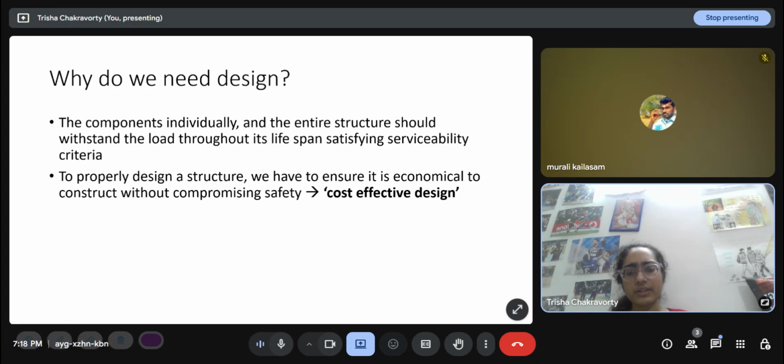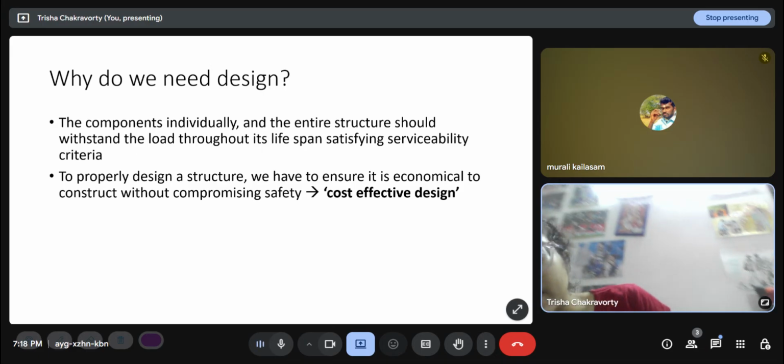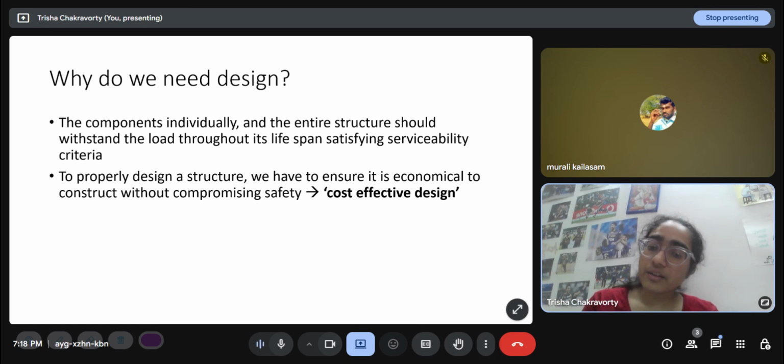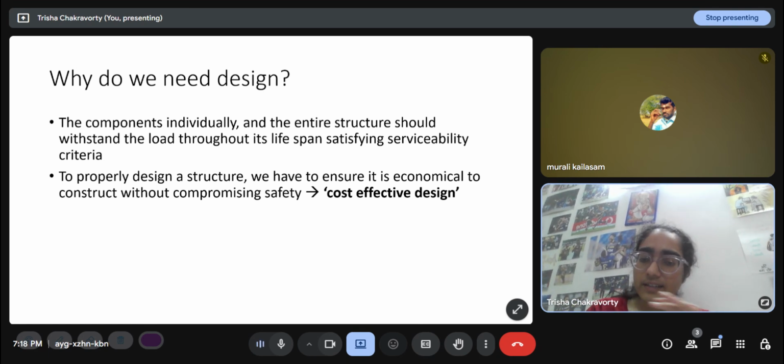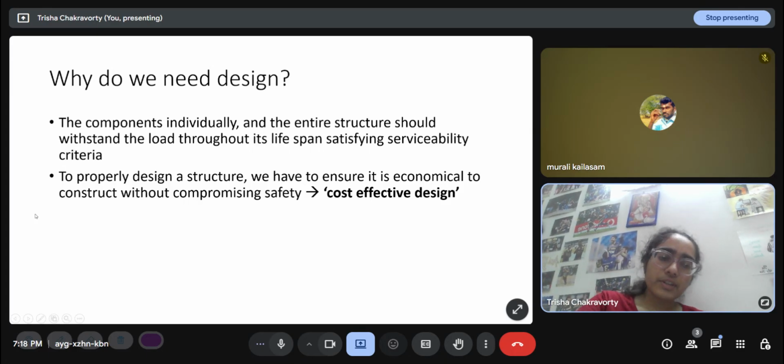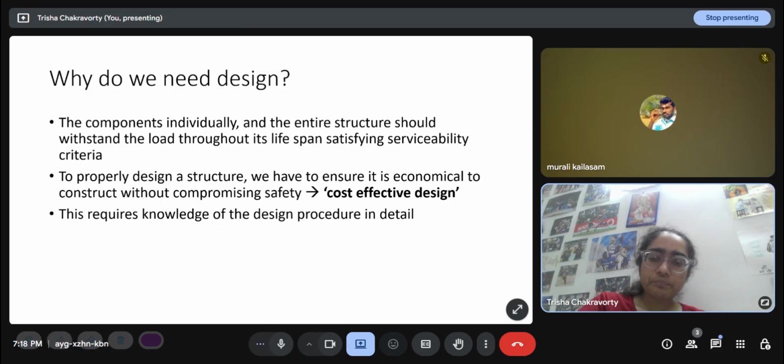And that is also important because structural engineering is very closely related to the practical usage of it. So we have to keep it practical. We cannot make it infinitely safe. At the same time, we cannot make it very risky also. So there is a level at which we have to strike a balance. So that is a cost effective design. A certain amount of safety as prescribed by the codes has to be maintained, while we also try to make it economical at the same time. And this requires knowledge of the design procedure in detail.